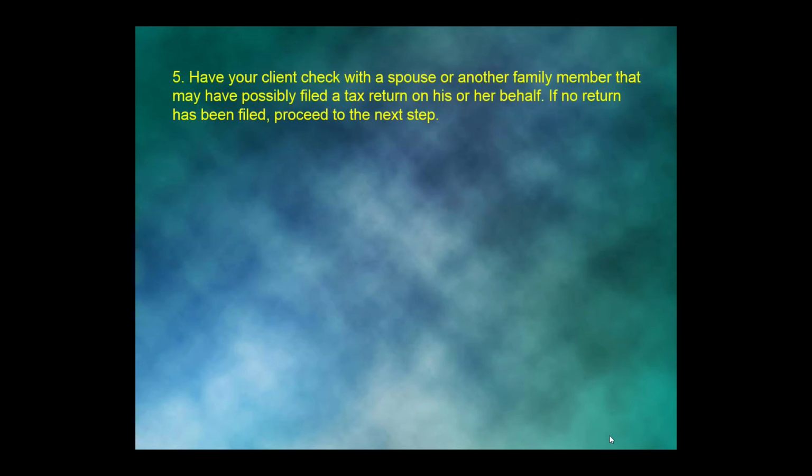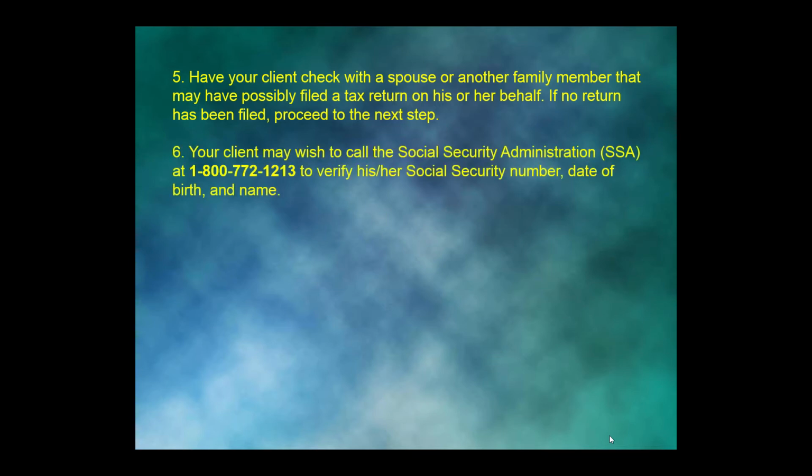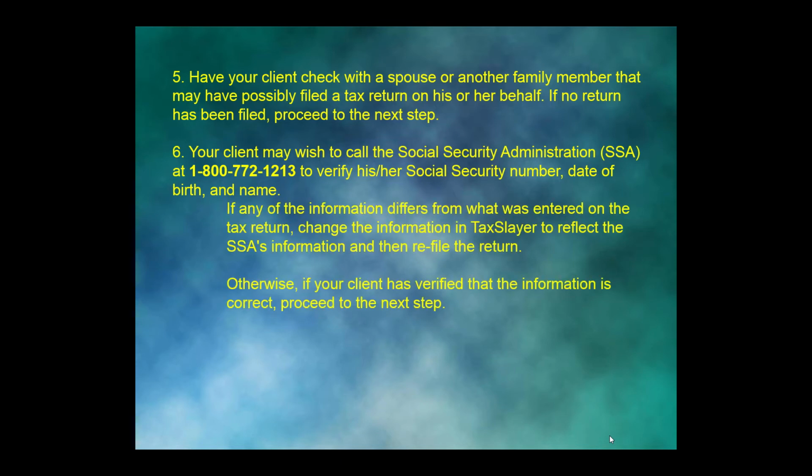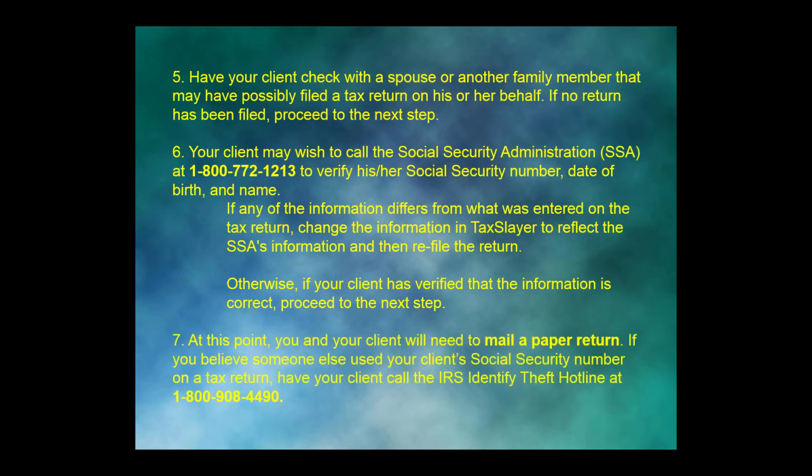Have your client check with a spouse or another family member that may have possibly filed a tax return on his or her behalf. If no return's been filed, proceed to the next step. Your client may wish to call the Social Security Administration at 1-800-772-1213 to verify his or her Social Security number, date of birth, and name. If any of the information differs from what was entered on the return, change the information in TaxSlayer to reflect the Social Security Administration's information, and then refile the return. Otherwise, if your client has verified that the information is correct, proceed to the next step.